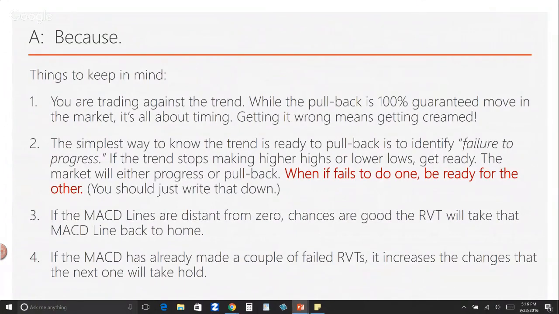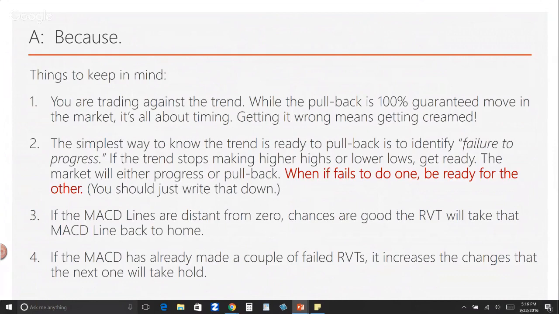You are trading against the trend. Now, the pullback is a 100% guaranteed move in the market. It's definitely going to happen, 100% guarantee. Whether or not the trend is going to continue is uncertain, but whether or not the trend is going to make a pullback is a 100% guarantee. But the difficult part is timing. If you get it wrong, you're going to get creamed.